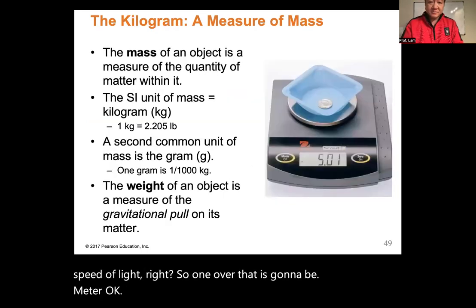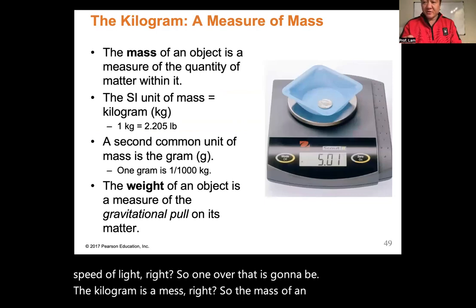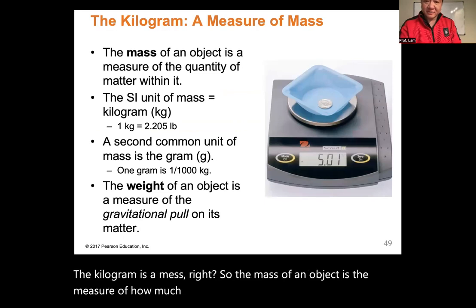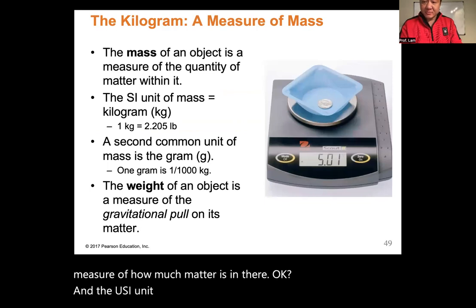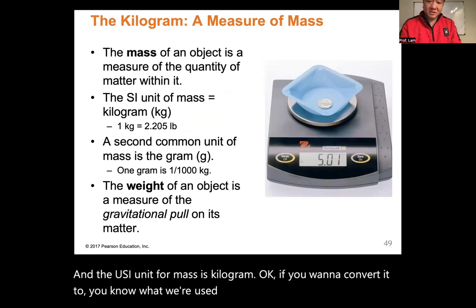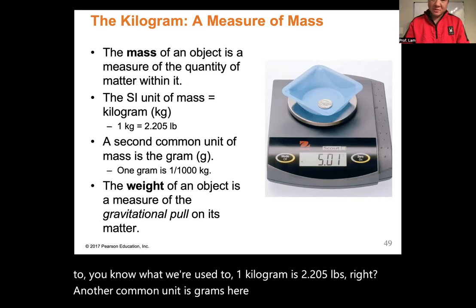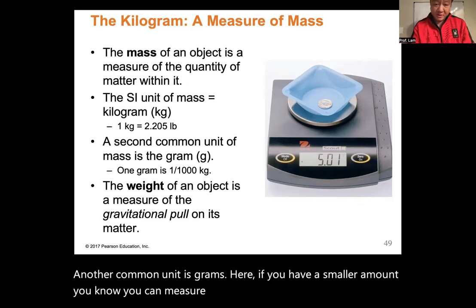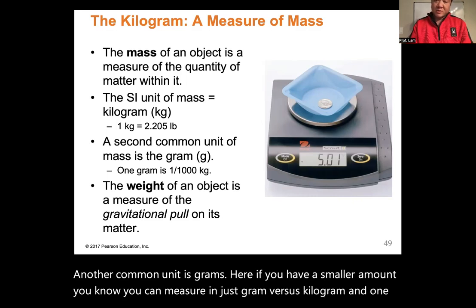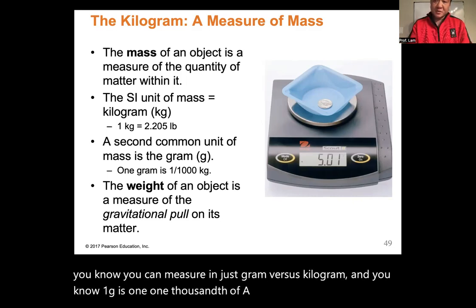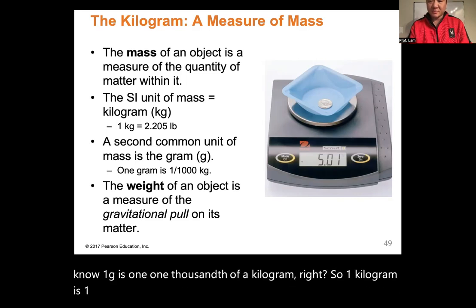The kilogram is a mass. So the mass of an object is the measure of how much matter is in there. And the SI unit for mass is kilogram. If you want to convert it to what we're used to, 1 kilogram is 2.205 pounds. Another common unit is gram too. If you have a smaller amount, you can measure in just gram versus kilogram. And 1 gram is 1/1000th of a kilogram. So 1 kilogram is 1,000 grams.